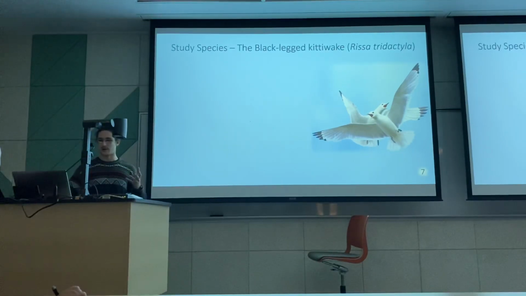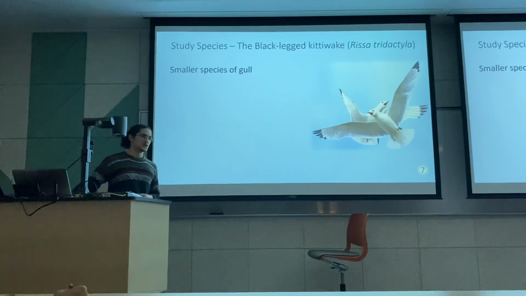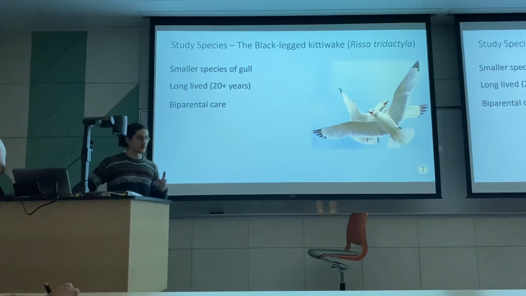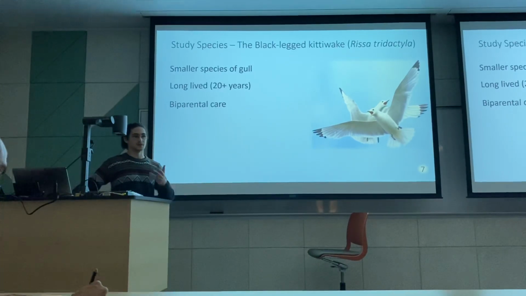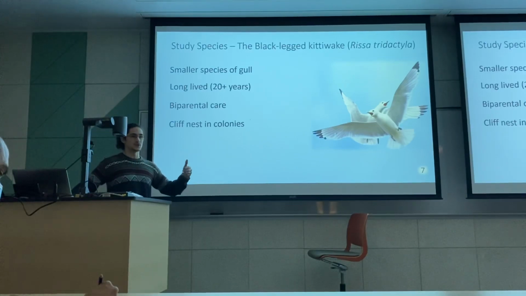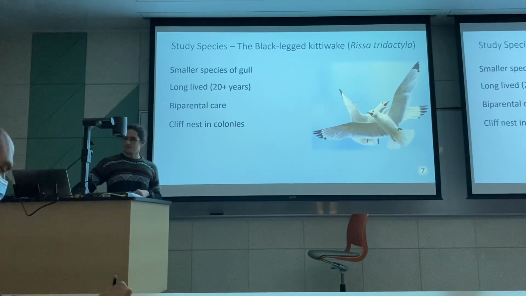So a bit of background on the study species. The black-legged kittiwake is a small species of long-lived gulls. They exhibit biparental care, where males and females incubate the eggs and feed the chicks, and they are cliff-nesting seabirds that live in colonies, found in Arctic and subarctic regions.